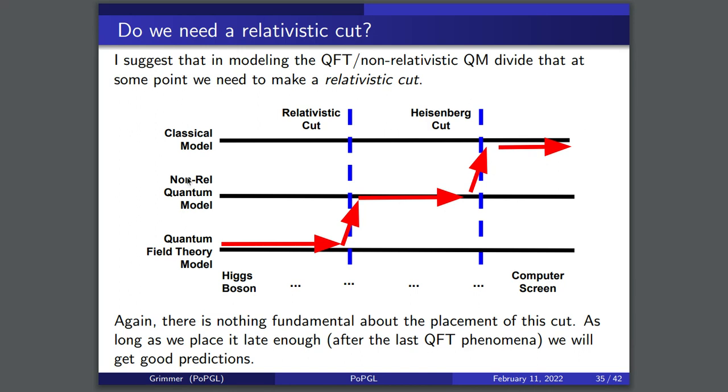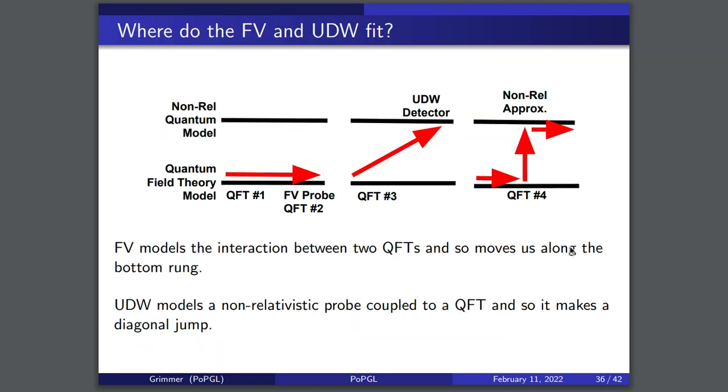Because again, there's no light on this non-relativistic quantum line. So again, there's nothing fundamental about where we place this cut. As long as we take it late enough, it's good. And it doesn't have to be before the Heisenberg cut. It can be at the same time. Possibly it could be after. I just want to make this analogy here.